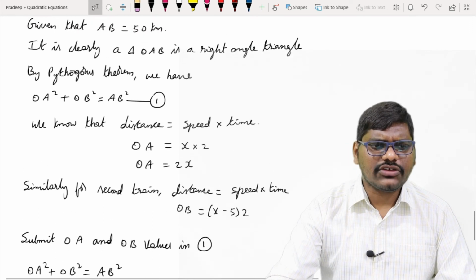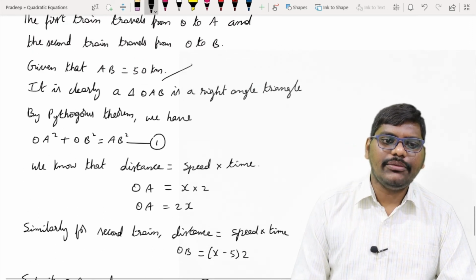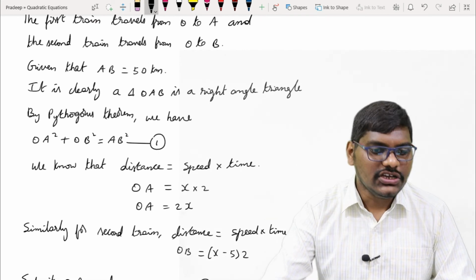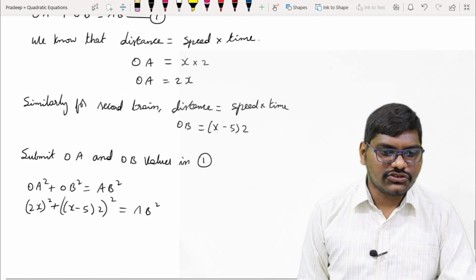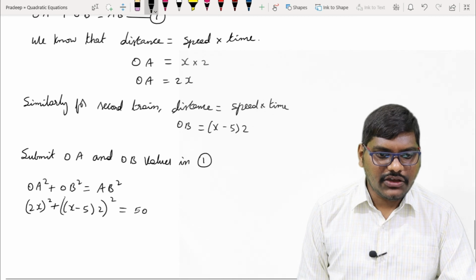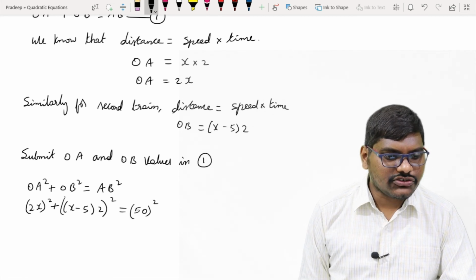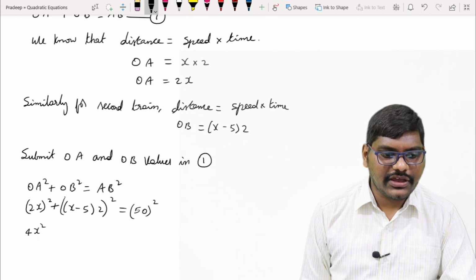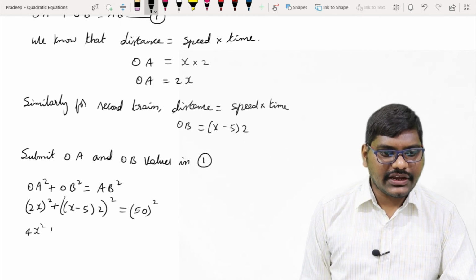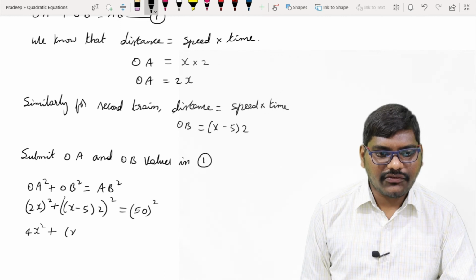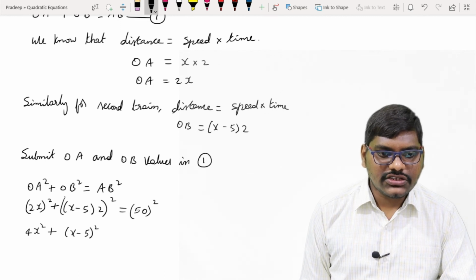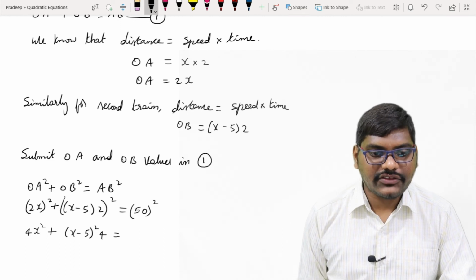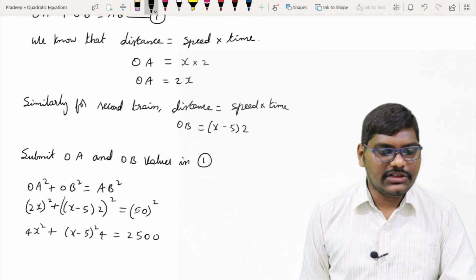Of course, AB is also given, that is AB equal to 50 kilometers. They have given it in the question itself, so we can just substitute the AB value also. So I can simply write 50 whole square. Let's try to solve this. 2 square is 4, so 4x square plus 4 into x minus 5 whole square equal to 50 square. 50 square is nothing but 2500.